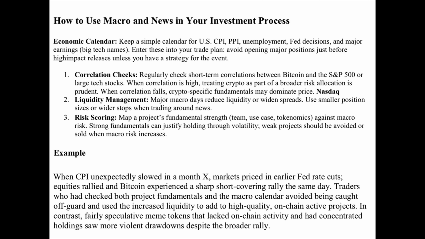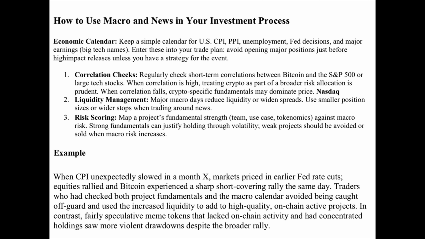When correlation is high, treating crypto as part of a broader risk allocation is prudent. When correlation falls, crypto-specific fundamentals may dominate price. 2. Liquidity management. Major macro days reduce liquidity or widen spreads. Use smaller position sizes or wider stops when trading around news.